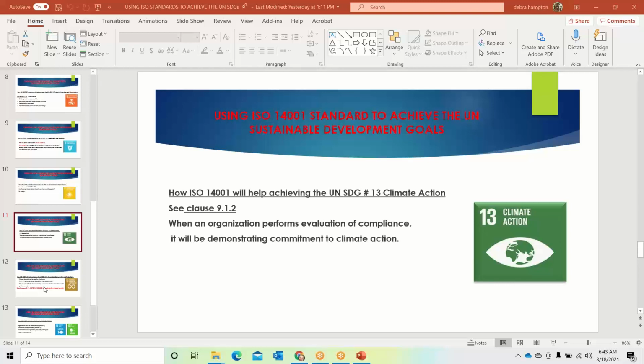So how would the organization ensure that they are working towards fulfilling this obligation? They have to carry out compliance evaluation. And if they are carrying out compliance evaluation, it means that they are working positively towards fulfilling this United Nations Sustainable Development Goal, which is aimed at protecting the climate.